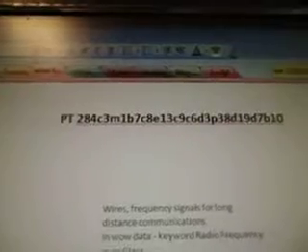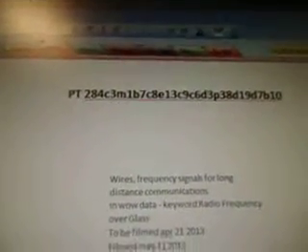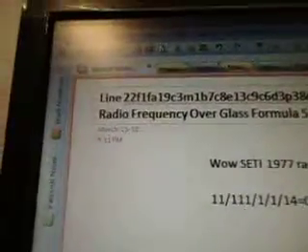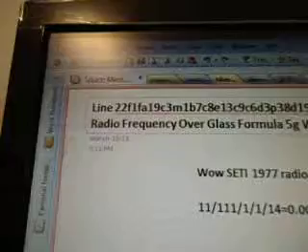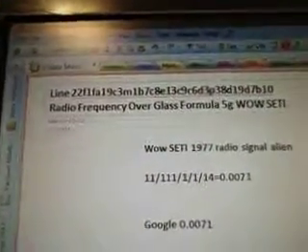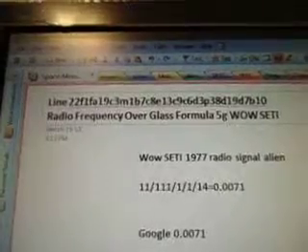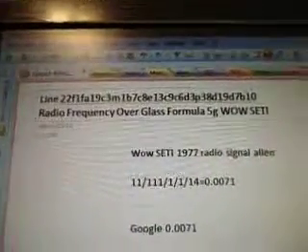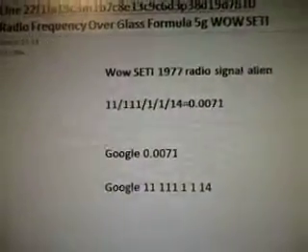Okay, this is part 284C3M1b7C8E13C9C6D3p38d19d7b10. It's line 22: F1FA19C3M1b7C8E13C9C6D3p38d19d7b10, radio frequency over glass formula, 5G, Wow, SETI. There's the alien radio signal.